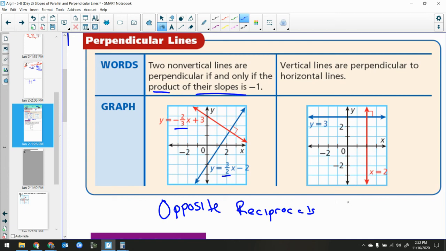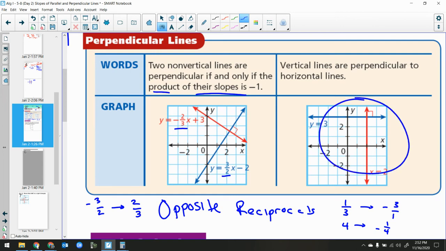So I just say, like, okay, if my slope is 1/3, the perpendicular slope would be -3/1. If my slope is 4, then my perpendicular slope is -1/4. If my slope is -3/2, my perpendicular slope is +2/3. And also, any two vertical or horizontal lines are perpendicular to one another.